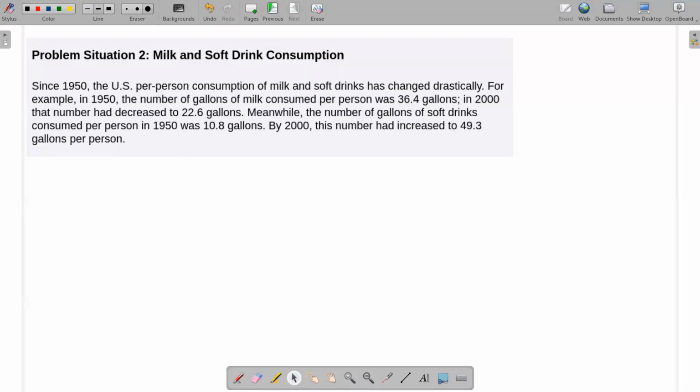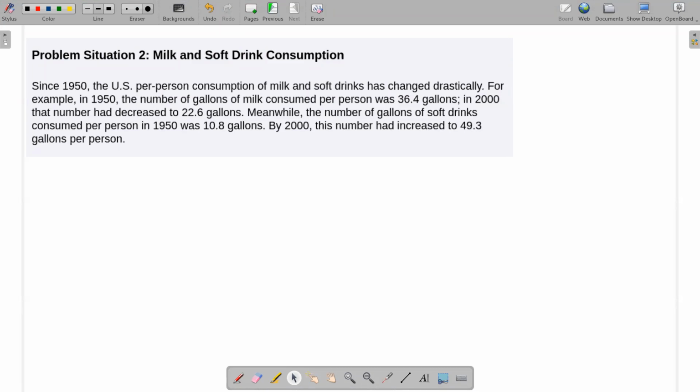So here we have the last part of lesson 3.4. It's problem situation 2. Problem situation 1 was the weight loss program. Now we're going to compare milk consumption in the US to soda consumption. So let's just take a quick read through this and then try and summarize it. When I'm solving a problem like this, I usually have to read it a few times to wrap my mind around it. So feel free to pause me if you're in the future.